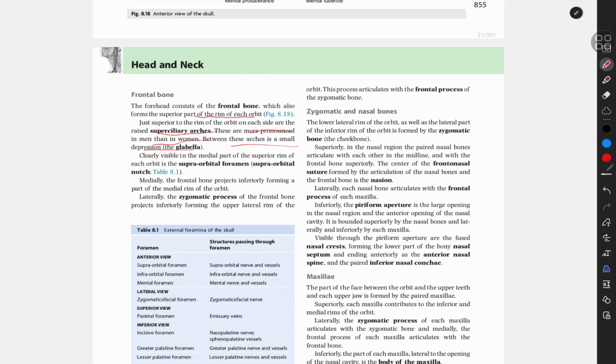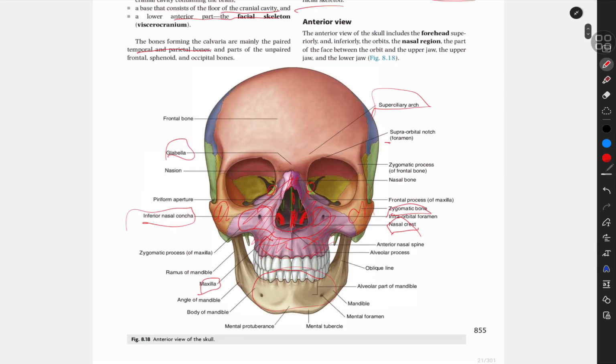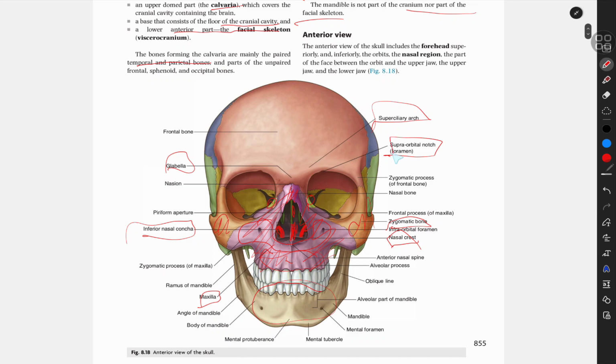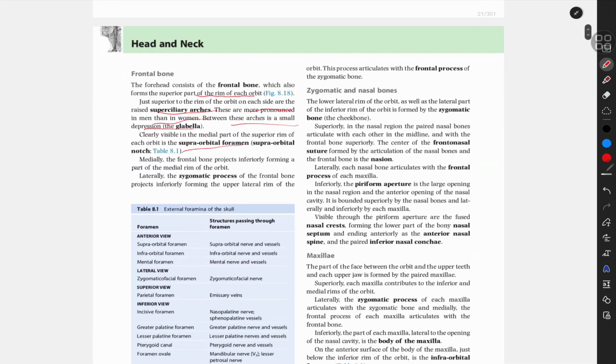Clearly visible in the medial part of the superior rim of each orbit is the supraorbital foramen, or notch, here.